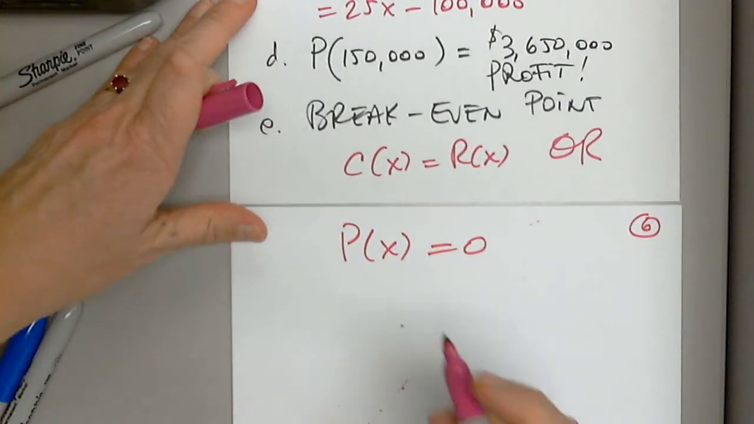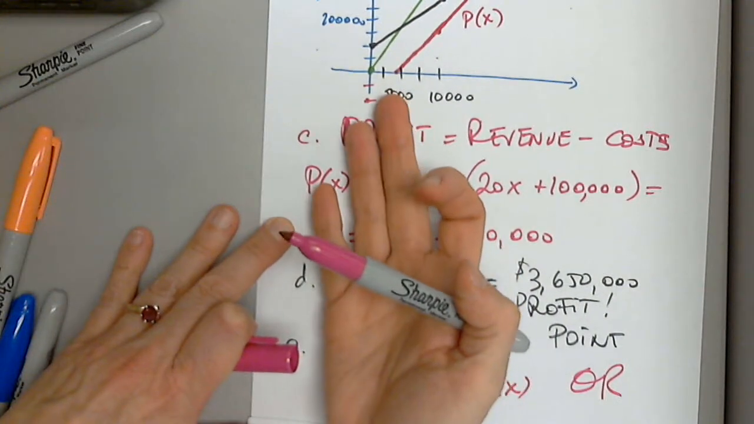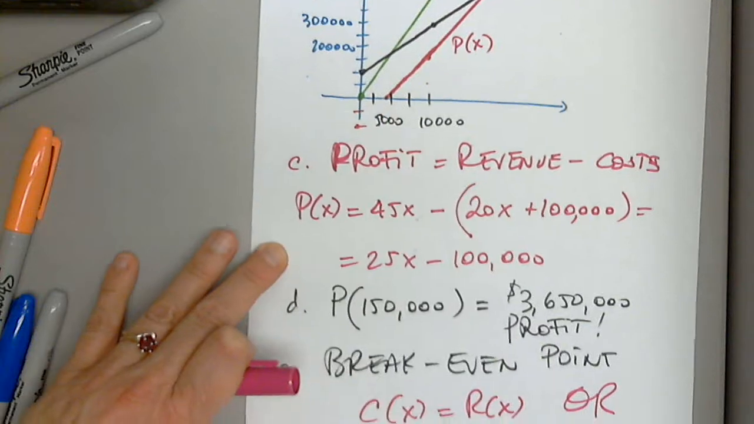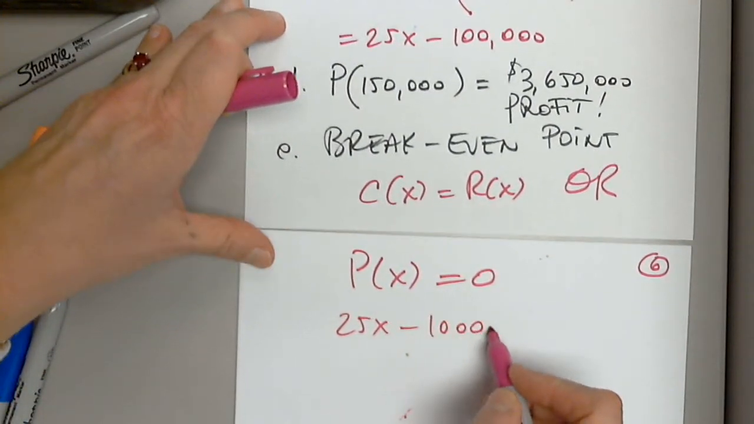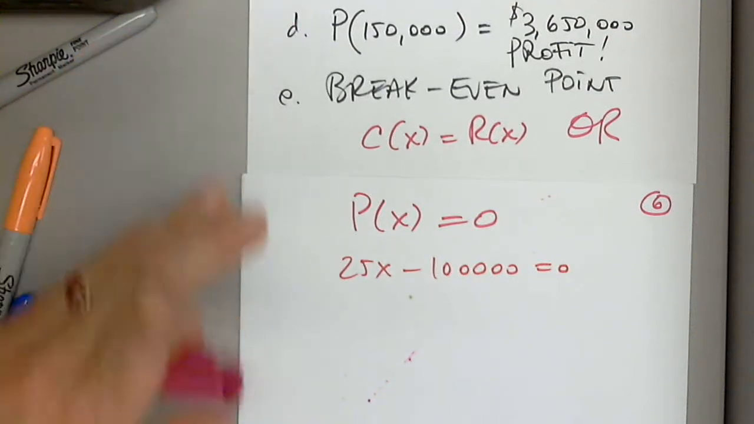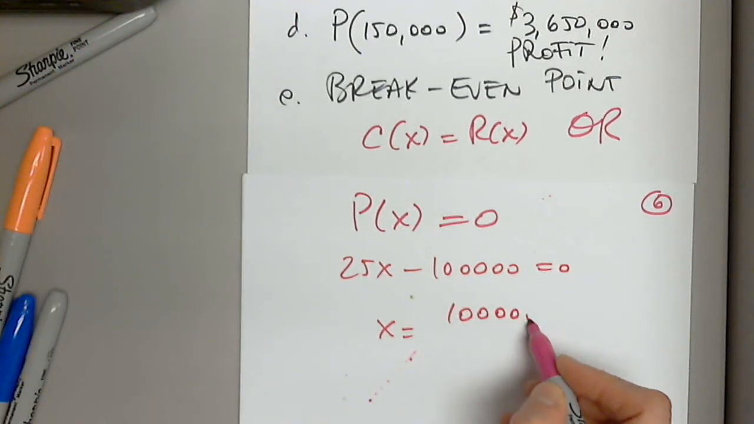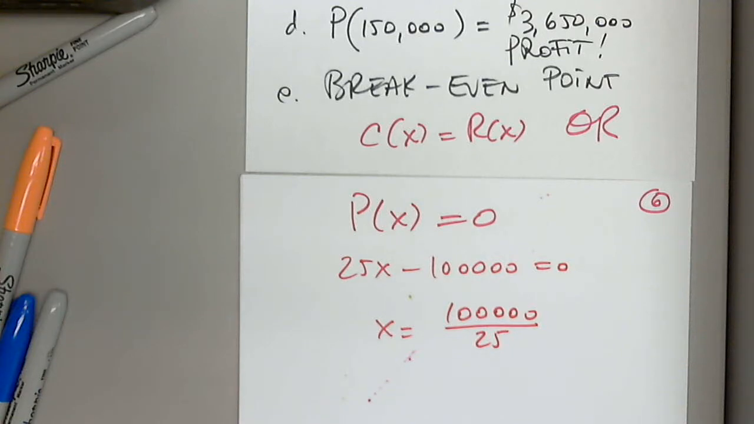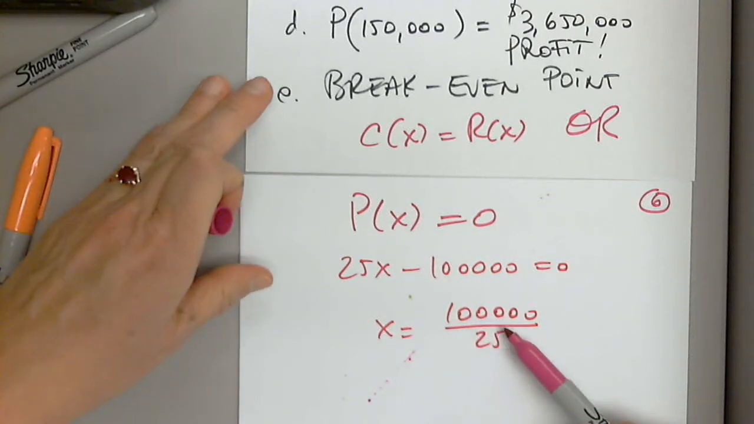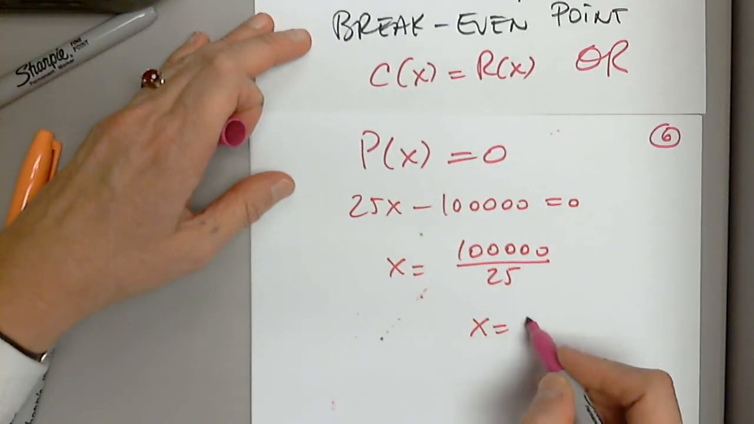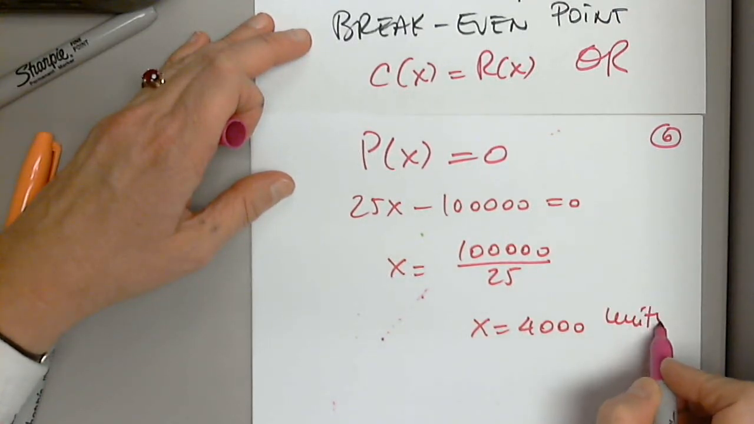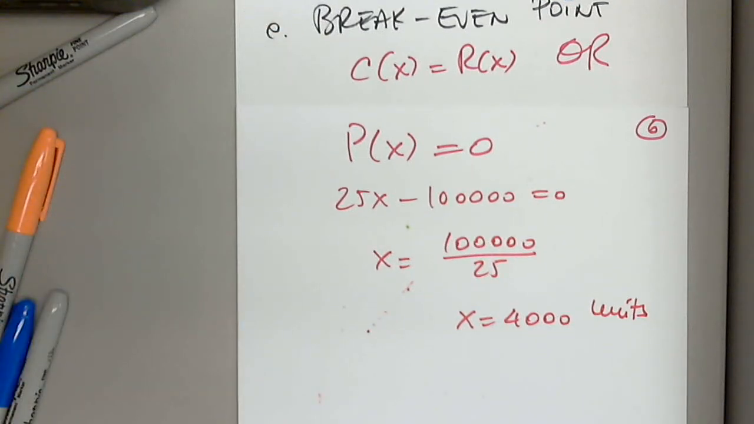Okay, so let's set the profit equal to 0. We already know what that is, pretty much where it is. 25X minus 100,000 equals 0. So then how much is x? It's 100,000 divided by 25, because this is a linear function. So 100 divided by 25 is 4, and I have 3 zeros. So x equals 4,000 units. So if the company manufactures 4,000 and sells 4,000, they are only covering their costs. They have no profit whatsoever.